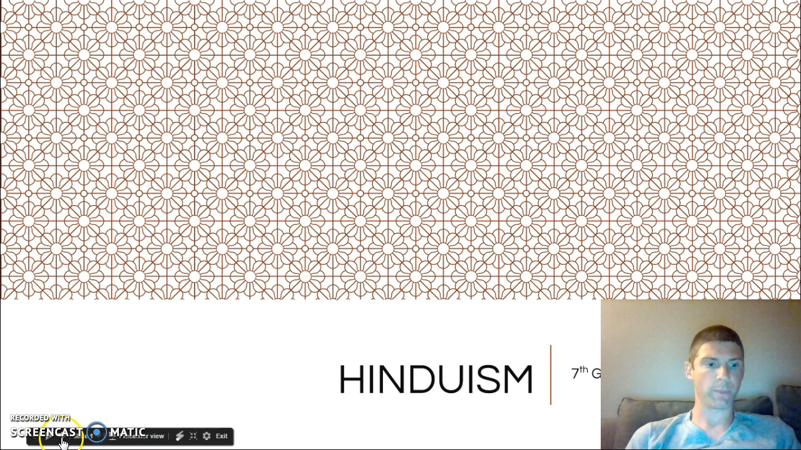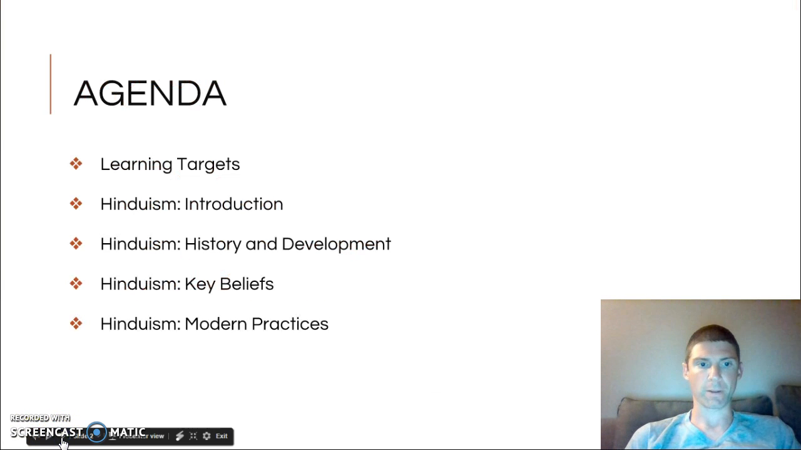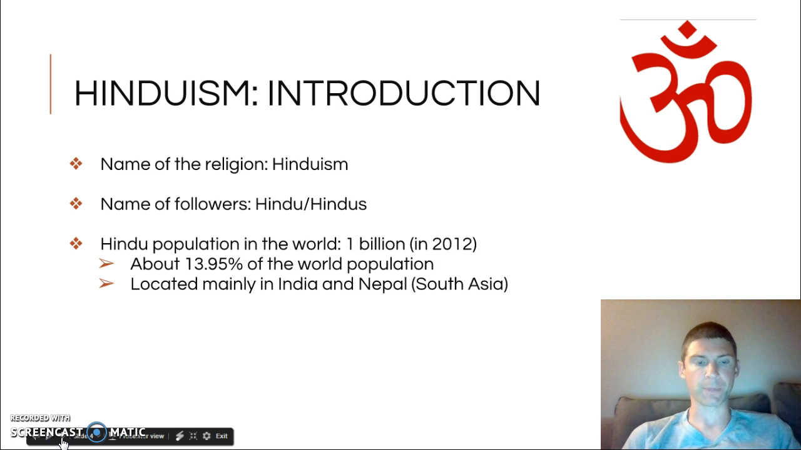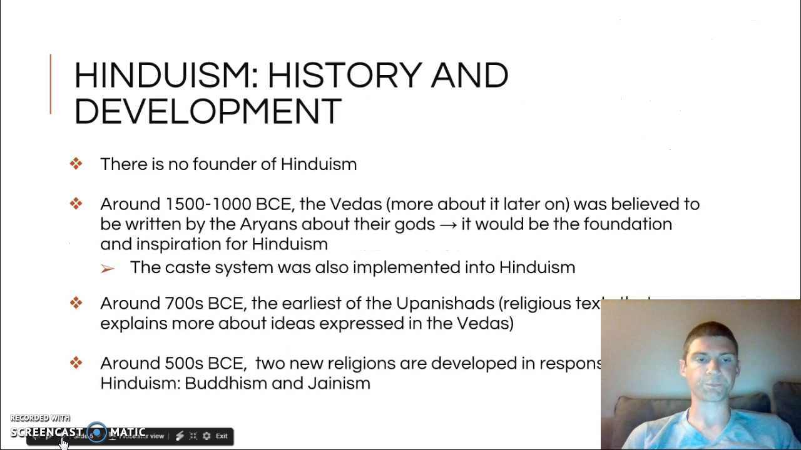Now, Hinduism, there's a lot of things we're going to go over. Probably you're not as familiar with Hinduism as you may be with the other religions. It is the third largest religion in the world, making up almost 14% of the population with 1 billion followers. Almost all of them are in India. Some of them are also in the country of Nepal, which is close to where Mount Everest is located.